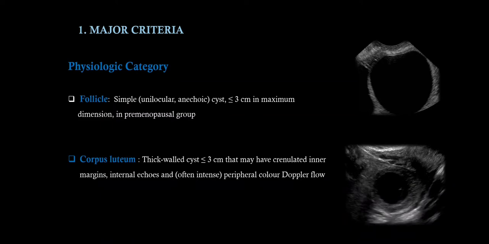Now coming to the major criteria, starting with the physiological category. We describe a follicle classically as a simple unilocular anechoic cyst which is less than or equal to 3 cm in its maximum dimension, in the premenopausal group. Next comes the corpus luteum. It is a thick walled cyst, again less than or equal to 3 cm, that may have a crenulated inner margin, can contain internal echoes, and often has intensely peripheral color Doppler flow.